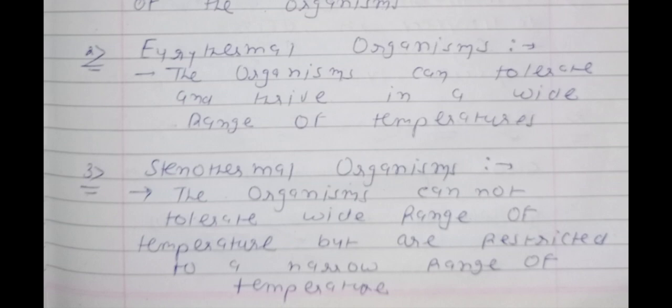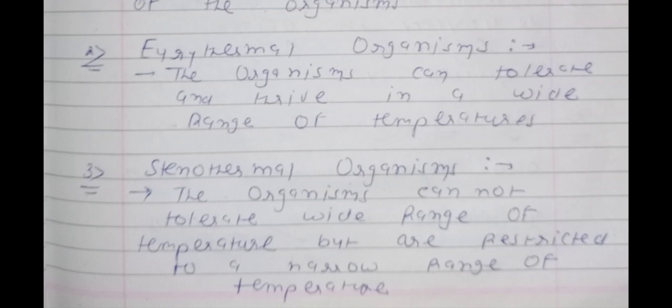For example, for euthermal organisms, one word is used which is wide range. It means if we have organism A, and organism A is able to survive at -5 degrees centigrade as well as at 10 degrees as well as at 45 degrees centigrade, it means -5 up to 45 degrees centigrade is a wide range of temperature. So if organisms are able to survive in a wide range of temperature, these organisms are known as euthermal type of organisms.